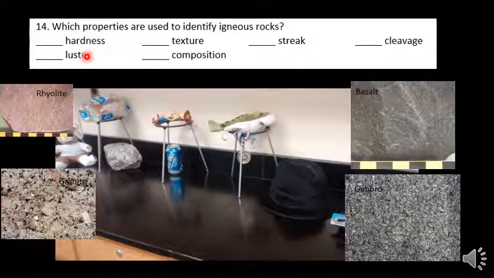All these other ones are mineral properties: hardness, luster, streak, and cleavage. Again, don't get minerals and rocks mixed up. We use cleavage, streak, hardness, and luster to identify minerals. We use texture and composition to identify igneous rocks.